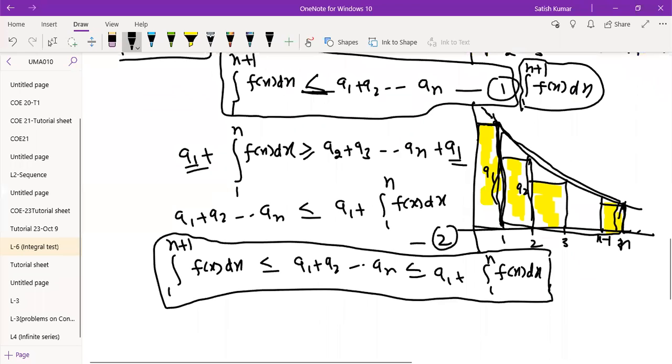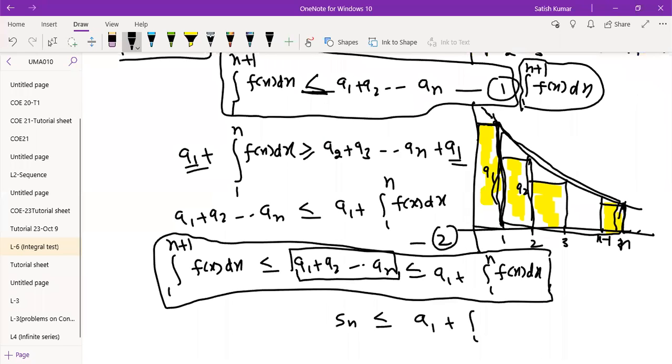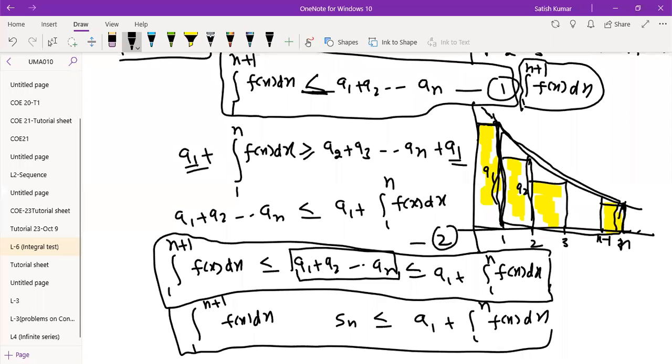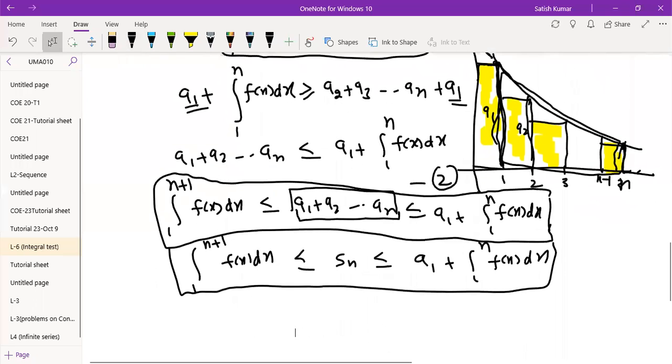Now, if we see this middle term, a1 up to an, this term is Sn. So this Sn is being sandwiched between these two limits. If I take this term to be Sn, it is less than or equal to a1 plus the integral from 1 to n of f(x) dx, and it is greater than or equal to the integral from 1 to n plus 1 of f(x) dx. Now convergence or divergence of the series depends upon the limit as n approaches infinity of Sn.